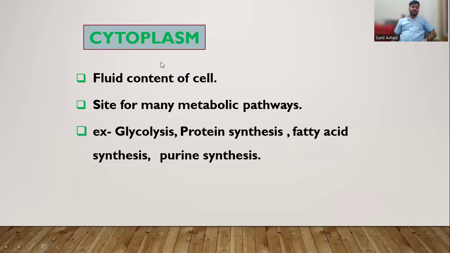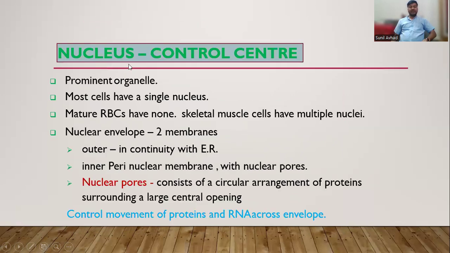This is the cytoplasm part. It is a fluid content of the cell, the site for many metabolic pathways. Example, glycolysis, protein synthesis, fatty acid synthesis, purine synthesis. Nucleus is a control center. It is a prominent organelle. Most cells have a single nucleus. Mature RBC do not have a nucleus. Skeletal muscle cells have multiple nuclei.